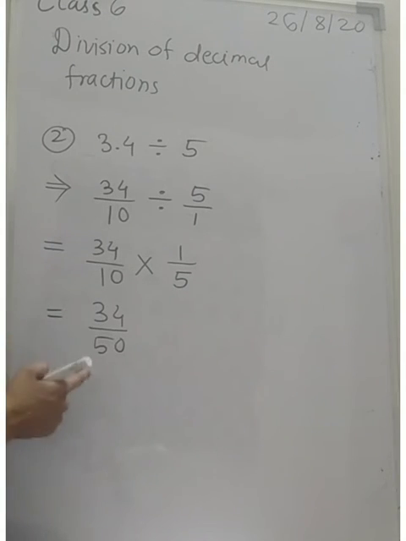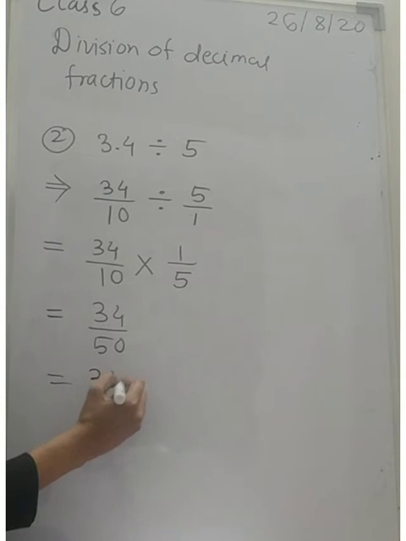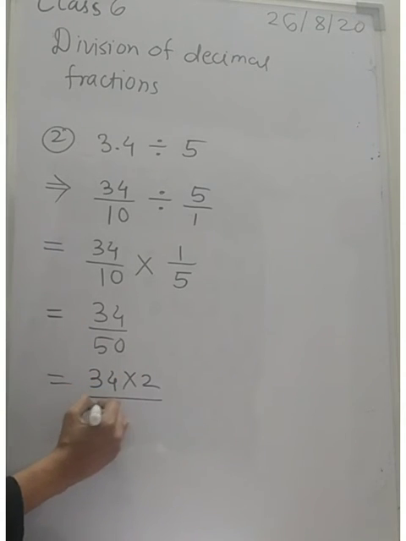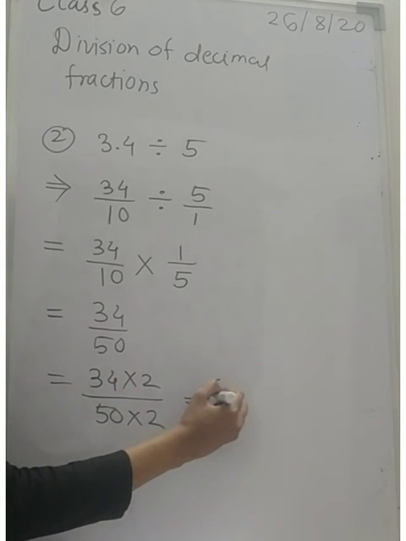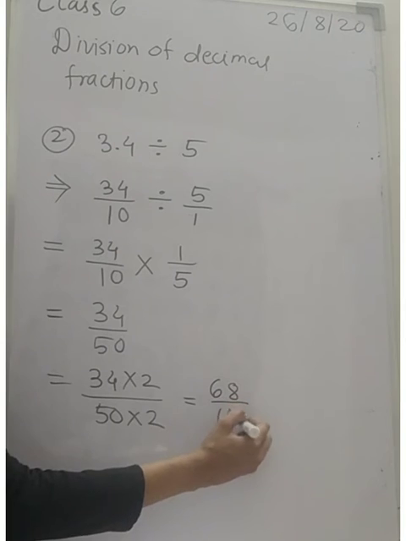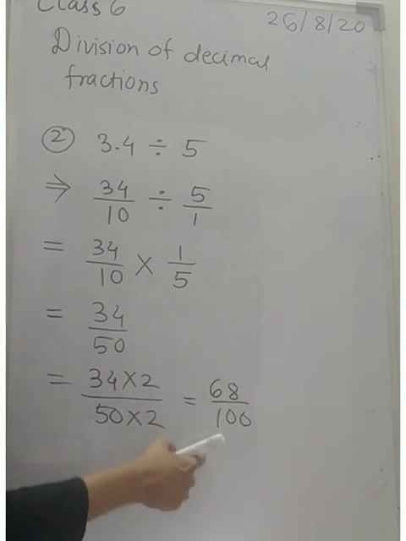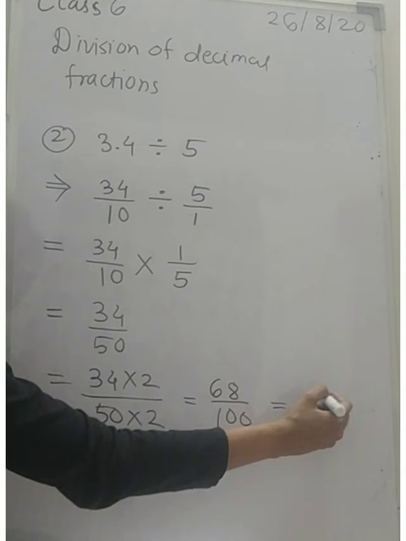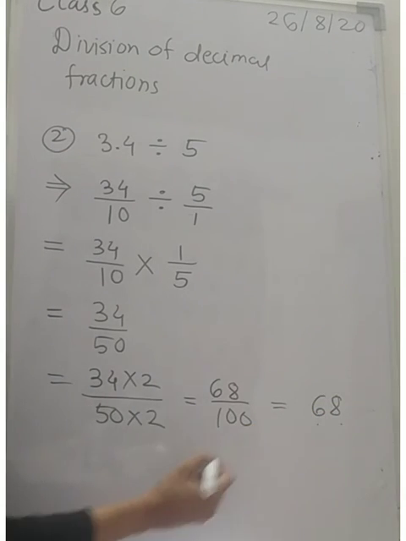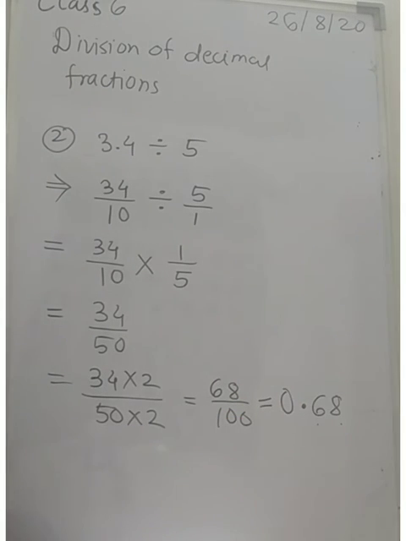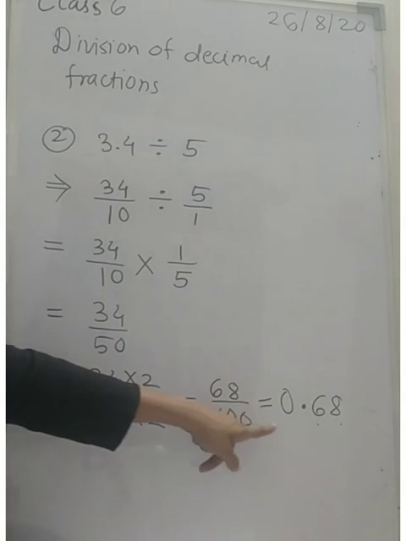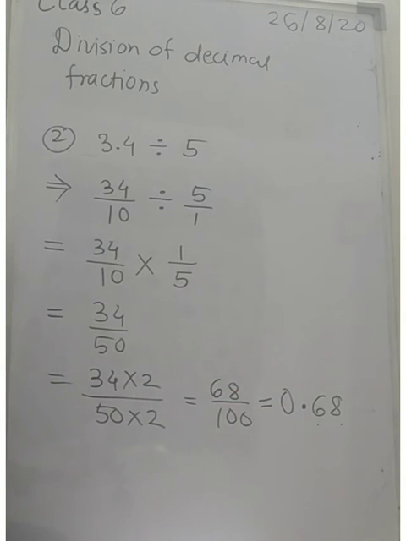Now how can I write this? To make this into 100, I will have to multiply this 50 by 2, right? So I am going to multiply both numerator as well as denominator by 2. What will I get? 68 upon 100. Now how will you write this into decimal? We have 2 zeros. So count 2 digits from the right hand side and then give the decimal point. So 0.68 is your answer.